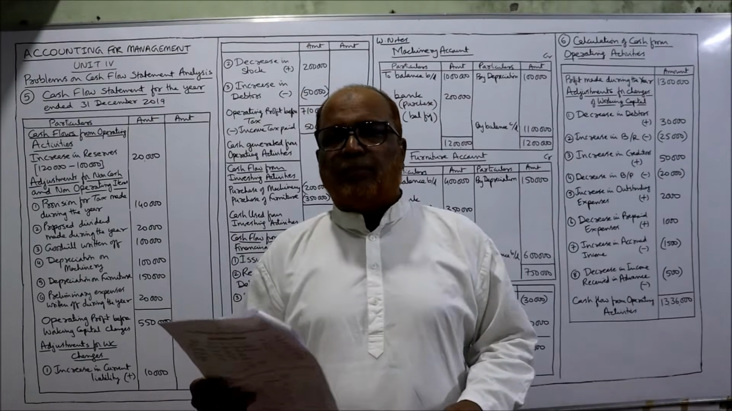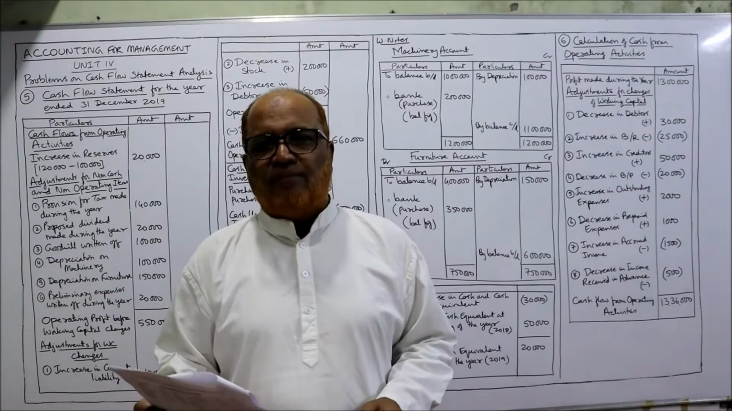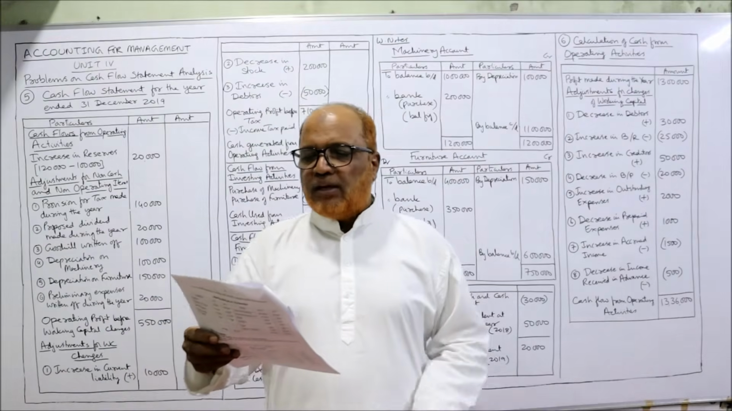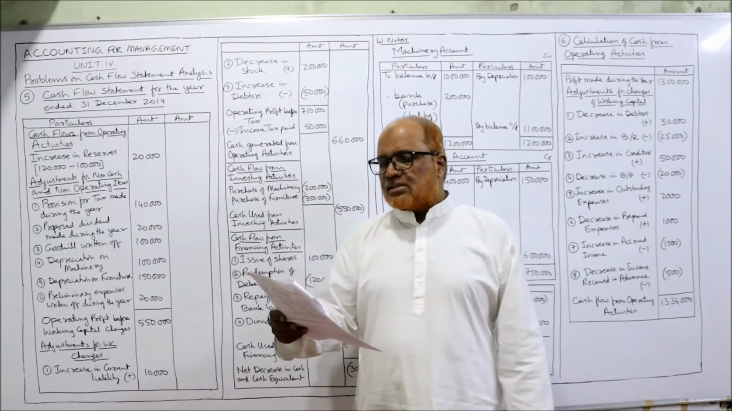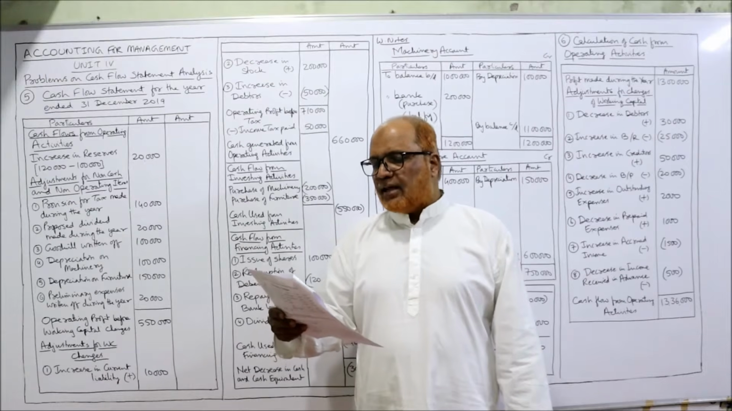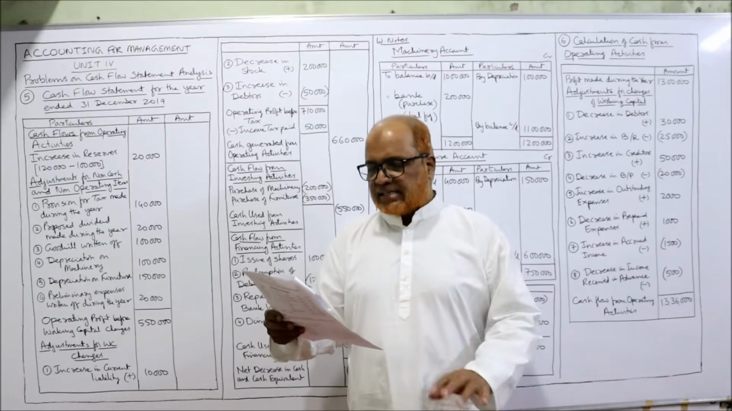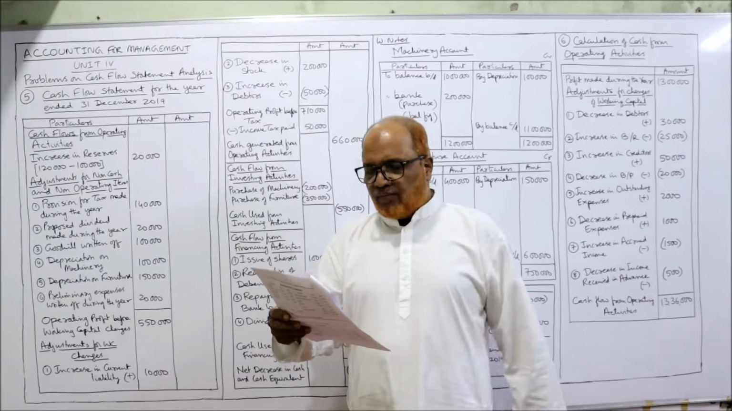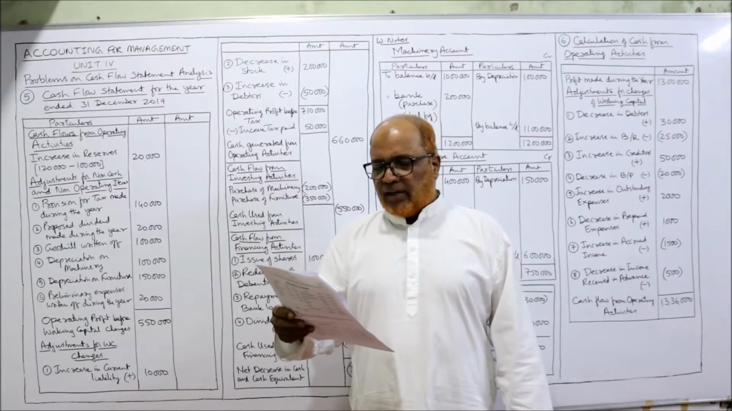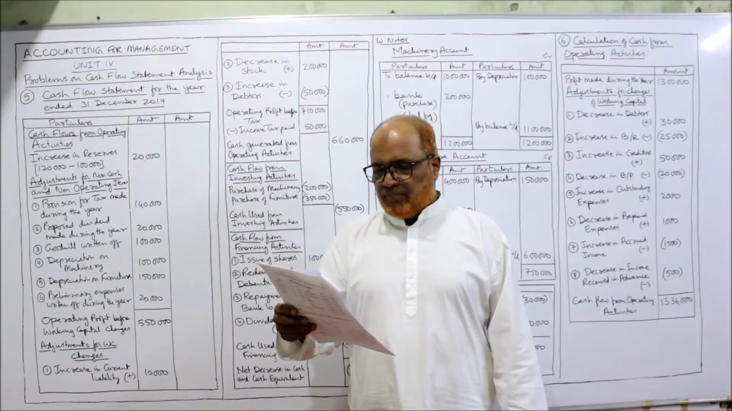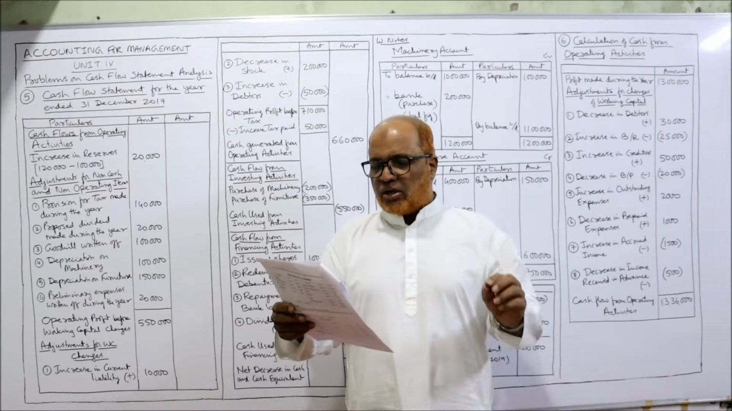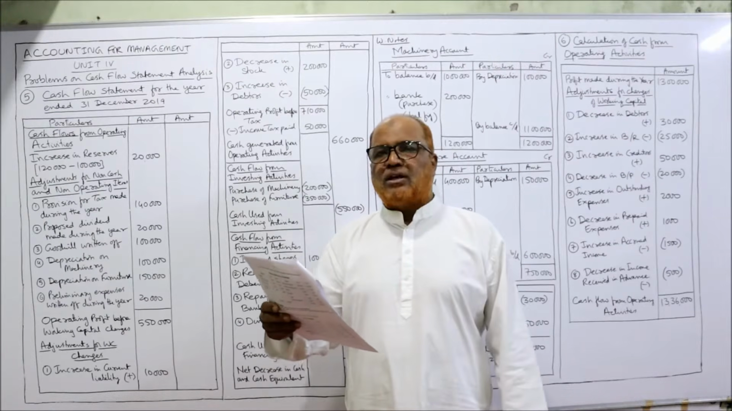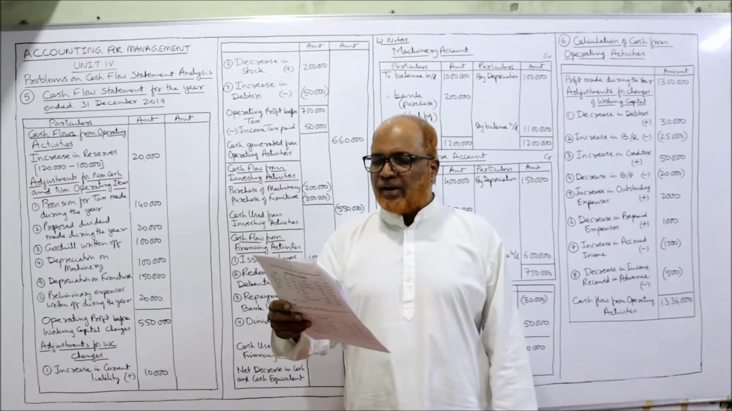Now, see the 5th problem. Problem number 5. From the following information, prepare a cash flow statement. Here the balance sheet is given for 2 years, 2018 and 2019, liabilities and assets, and some additional information is given. During the year 2019, depreciation written off on machinery was 1 lakh rupees and on furniture 1,50,000 rupees.